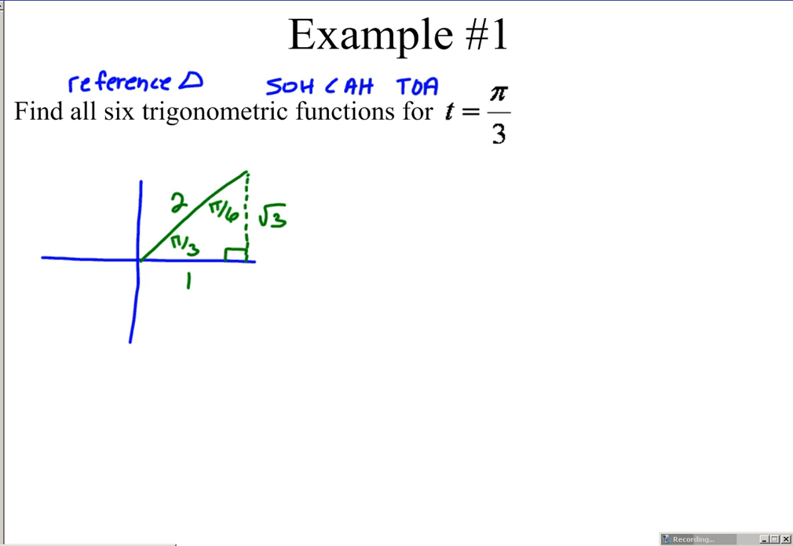And again, for those problems that said draw a reference triangle with sides and angles, that's all you would have to do. You're done. Stop there for those problems 5 through 15. For this one, now we need to find all 6 functions.